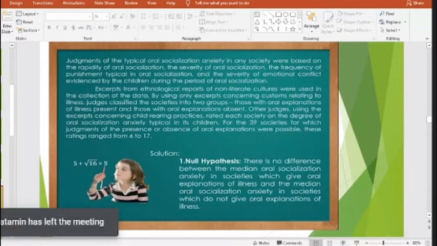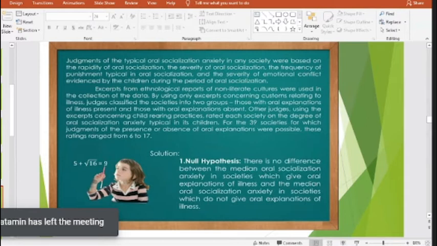Other judges, using the excerpts concerning child-rearing practices, rated each society on the degree of oral socialization anxiety typical in its children. For the 39 societies for which judgments of the presence or absence of oral explanations were possible, these ratings ranged from 6 to 17.